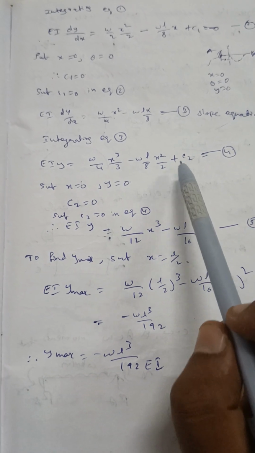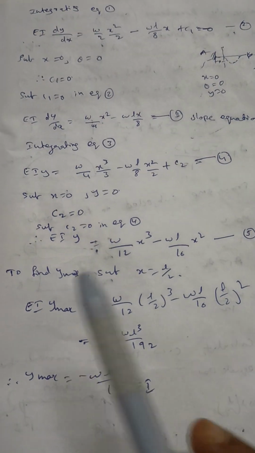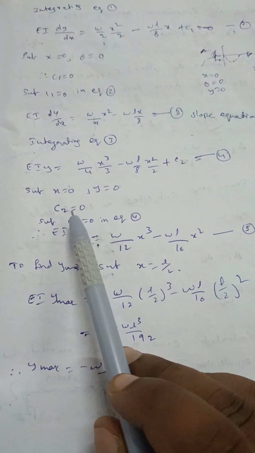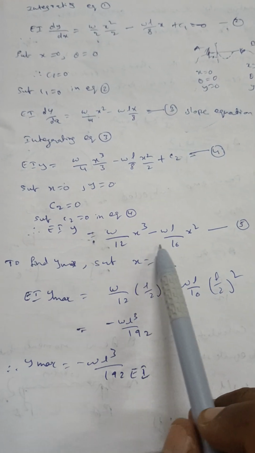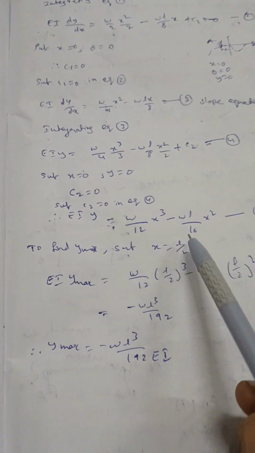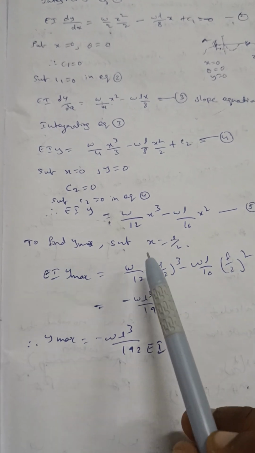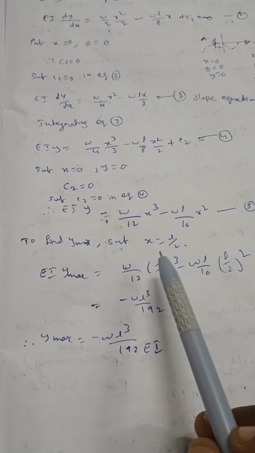How to find C2? I will substitute another boundary condition, x equal to 0, y equal to 0. So if I substitute x equal to 0, y equal to 0 in this equation, I will get C2 as 0. Substituting C2 equal to 0 in equation number 4, I will get this deflection equation number 5. Now when I get the deflection equation, I can find the deflection wherever I need. So I need y max. For a symmetric load, the maximum deflection will be at the center.